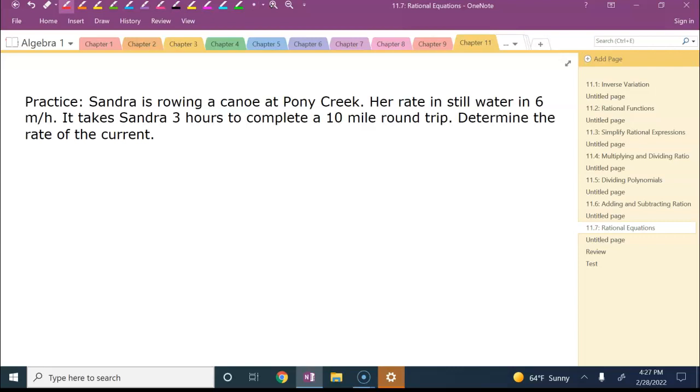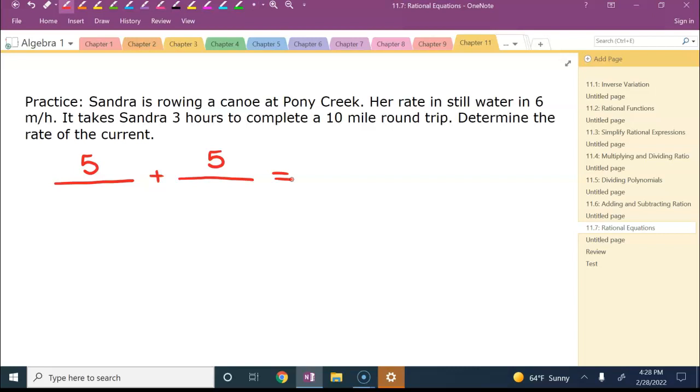So the 10-mile round trip would be the total distance. And we're going around. So we're going to kind of split this into 2 parts. So 2 parts of her trip. So 10 divided by 2 would be 5. Now, it says that in still water, her rate is 6 miles per hour. And we don't know what the current would be.